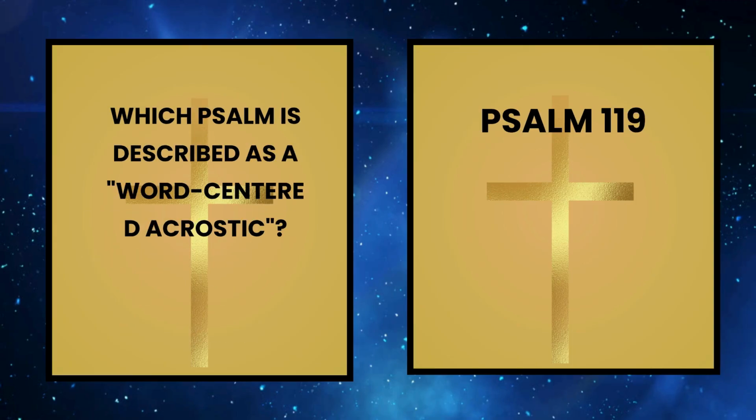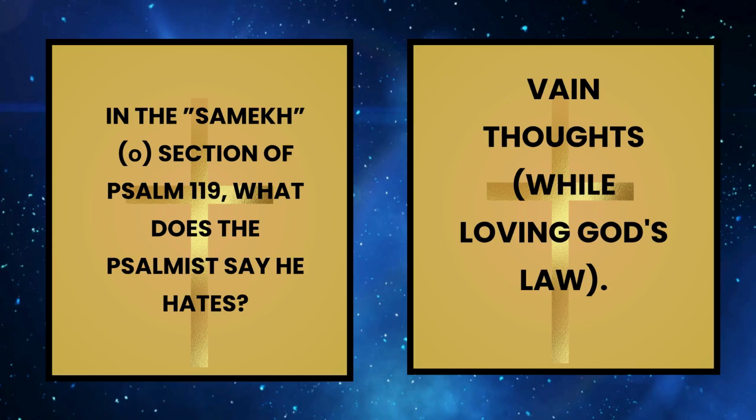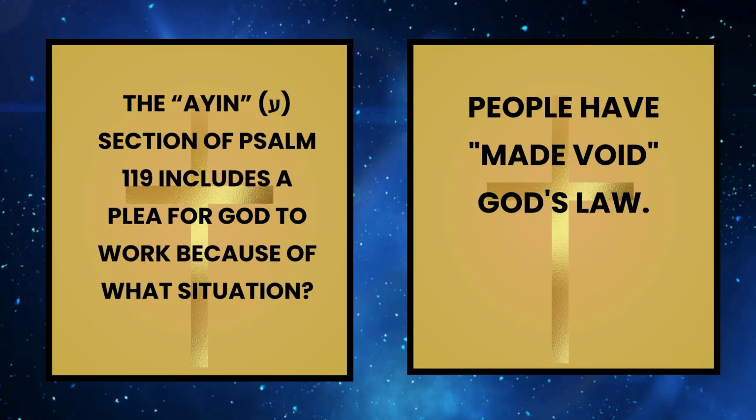Which psalm is described as a word-centered acrostic? The answer is Psalm chapter 119. In the Samek section of Psalm chapter 119, what does the psalmist say he hates? He hates vain thoughts while loving God's law. The Ayin section of Psalm chapter 119 includes a plea for God to work. Because of what situation? Because people have made void God's law.